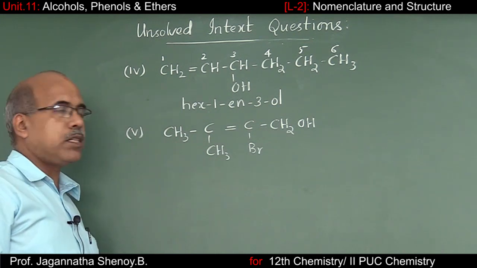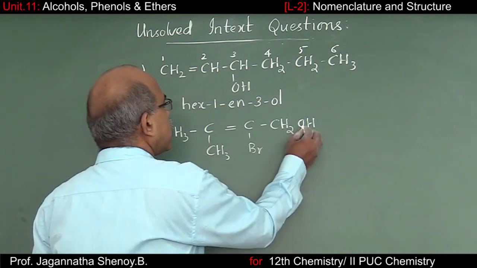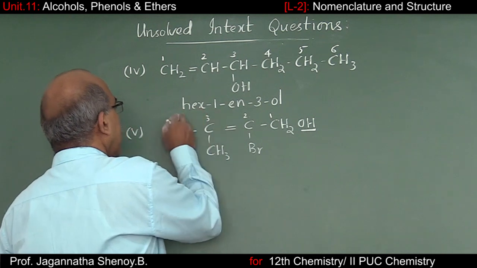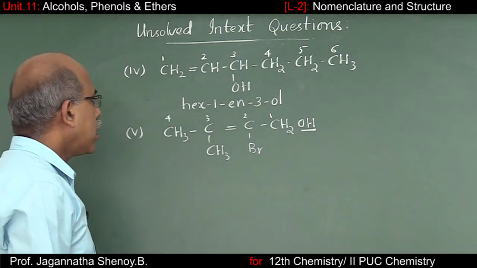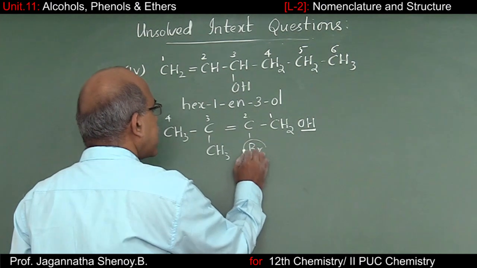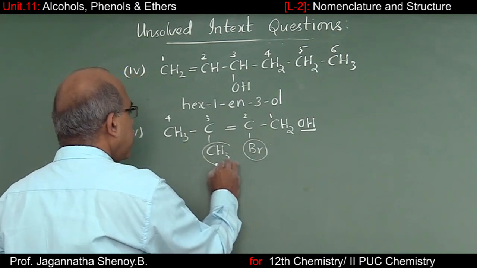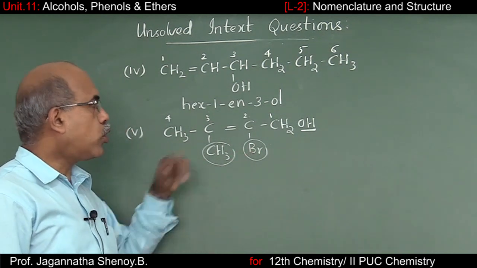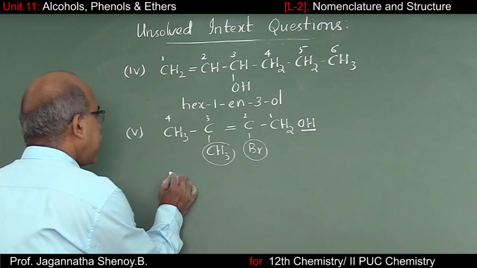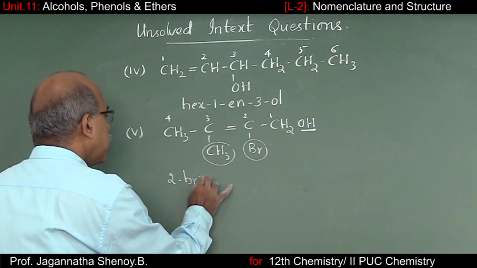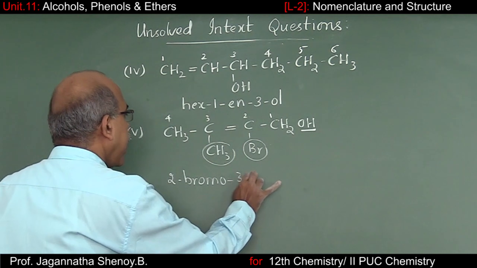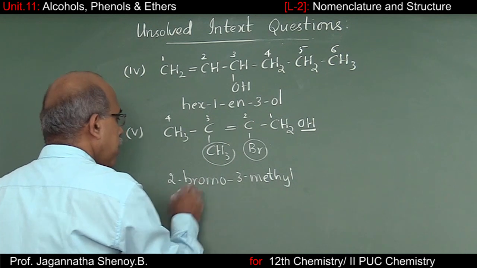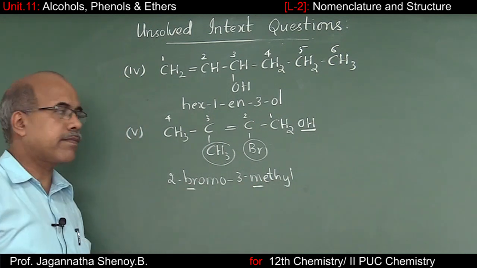Moving over to the last example, here obviously I have to start numbering from right to left, 1, 2, 3, 4. Here we have a bromo group on the second carbon atom, methyl group on the third carbon atom. Alphabetical order rule, bromo should come first. On the second carbon atom, bromo group. On the third carbon atom, methyl group. Alphabetical order is obeyed. B comes before M.